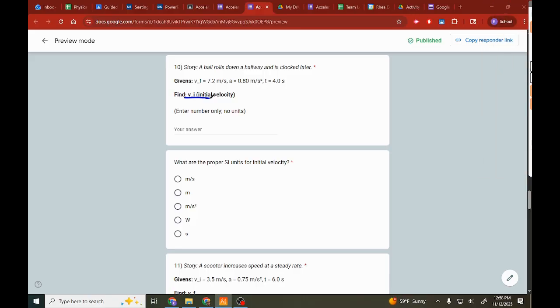But not to overcomplicate things, we're still using the same equation as before. Acceleration goes first.